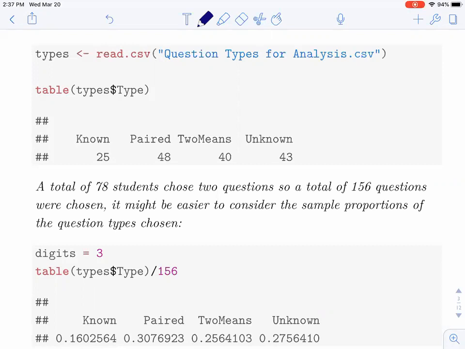I just wanted to show you guys the data. I assure you the questions that you'll actually do won't involve this much thinking about, okay, so 156 questions, blah, blah, blah. It'll just be, out of 156 questions, 48 students chose to do the paired question. Right? That's why I say it's sort of a winner. We'll see.